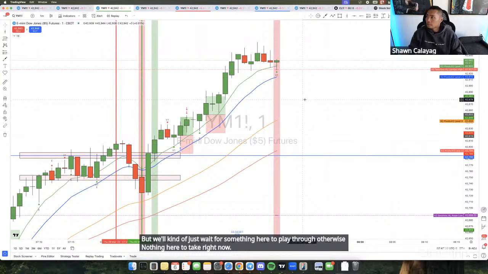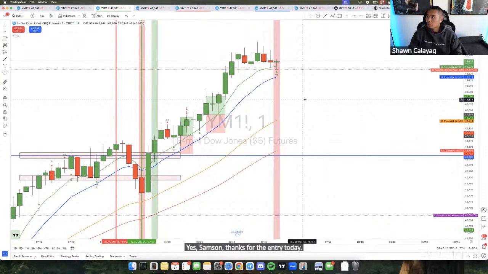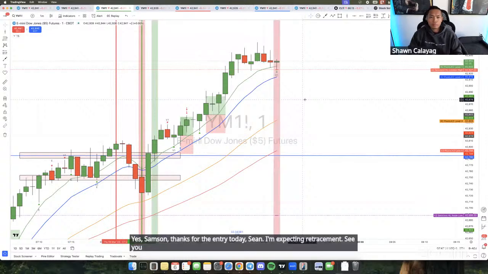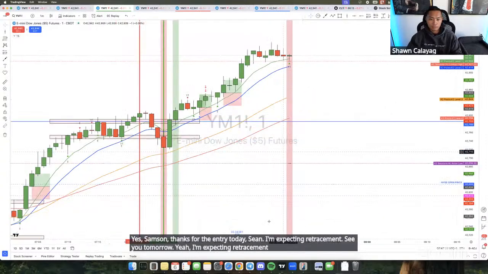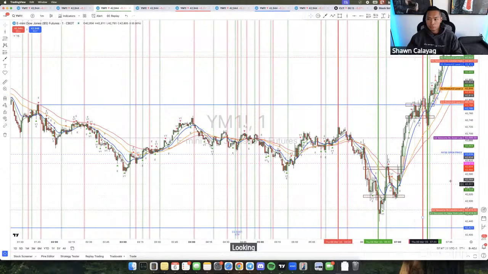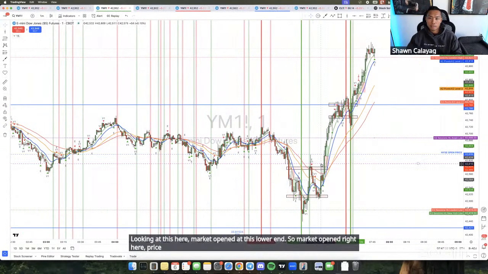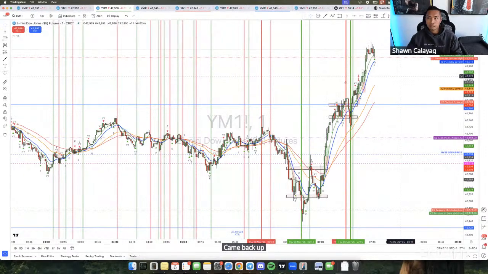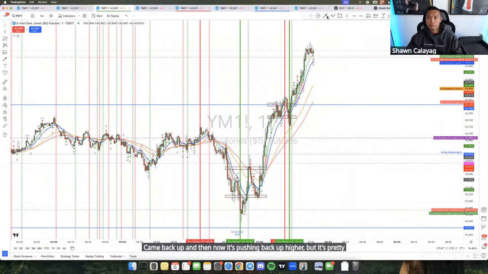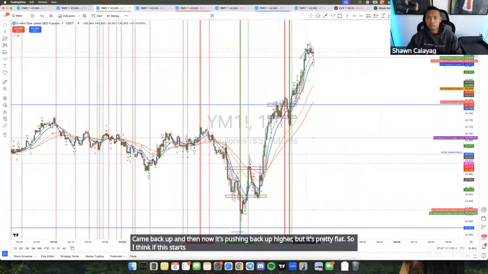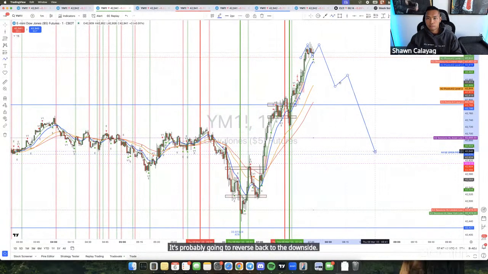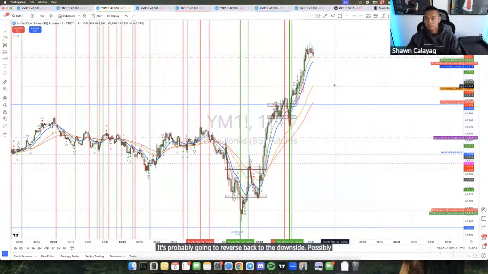Yeah, Sam said, thanks for the entry today, Sean. I'm expecting retracement. See you tomorrow. Yeah, I'm expecting retracement, so you're probably back to the downside. Looking at this here, market opened at this lower end. So market opened right here. Price came down sharply, came back up, and now it's pushing back up higher, but it's pretty flat. So I think if this starts to continue flattening out, it's probably going to reverse back to the downside. Possibly. Not guaranteed, but possibly.